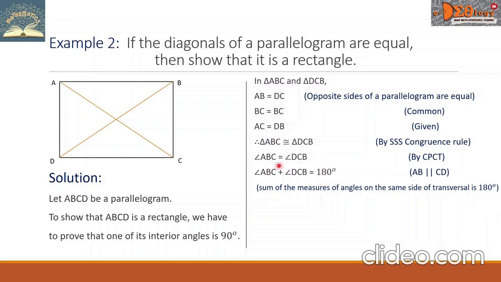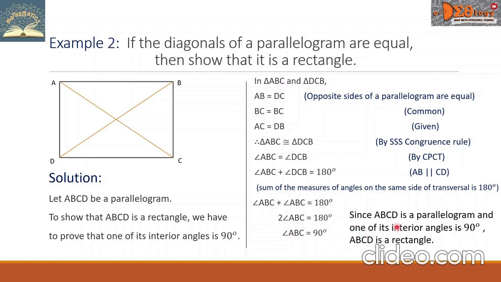In this equation, we say that angle ABC equals angle DCB. So, in the second equation here, we can substitute the value of angle ABC for angle DCB. So, we rewrite this equation as angle ABC plus angle ABC equals 180 degrees. We simplify the left side into 2 times angle ABC. Then we divide this by 2. So we get angle ABC equals 90 degrees. Since ABCD is a parallelogram and one of its interior angles is 90 degrees, ABCD is a rectangle.